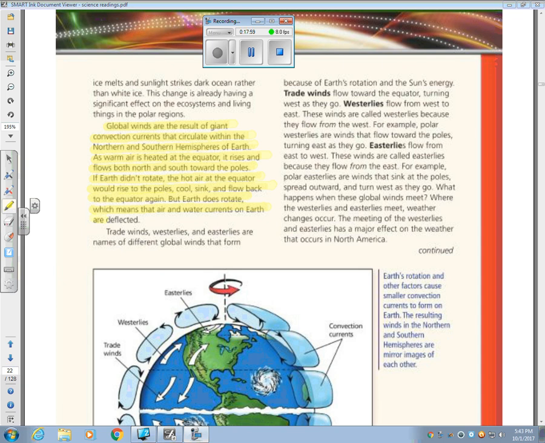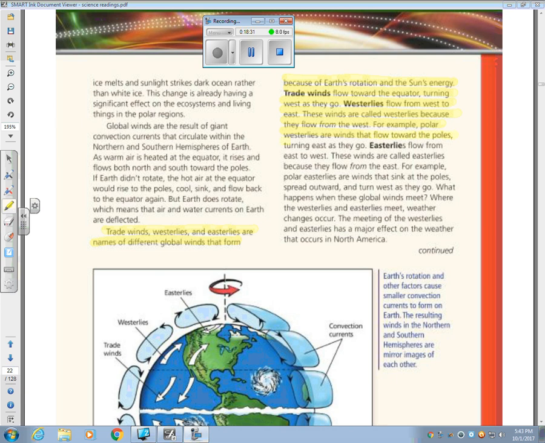Trade winds, westerlies and easterlies are names of different global winds that form because of Earth's rotation and the sun's energy. Trade winds flow towards the equator, turning west as they go. Westerlies flow from west to east. These winds are called westerlies because they flow from the west. For example, polar westerlies are winds that flow towards the poles, turning east as they go.